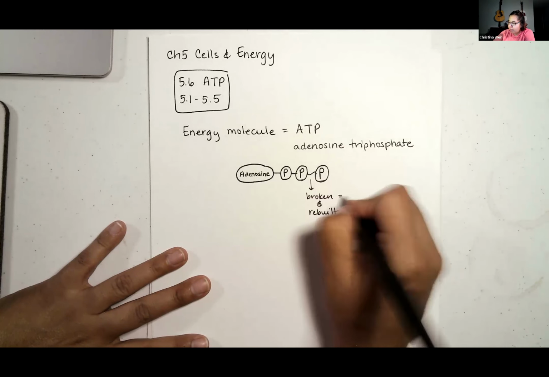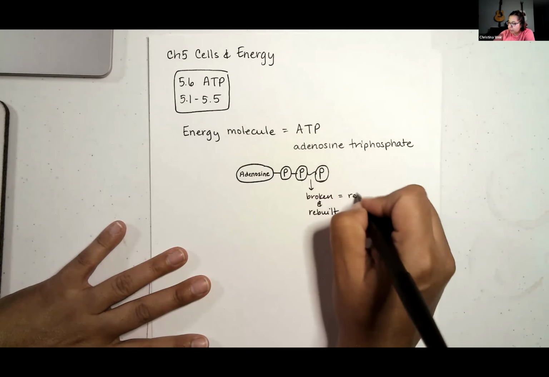When you break that bond, it actually releases energy. And then when you rebuild that bond, then you store energy. And so there's something called the ATP ADP cycle. And it looks like this.